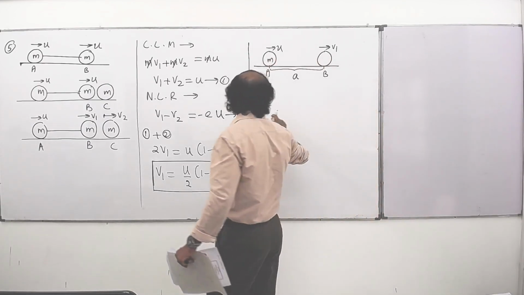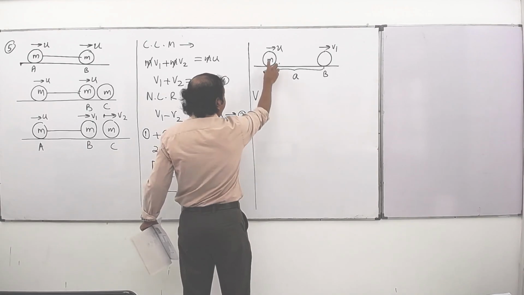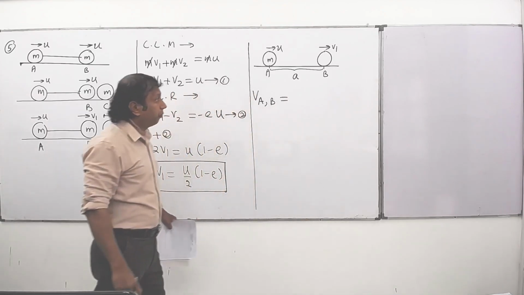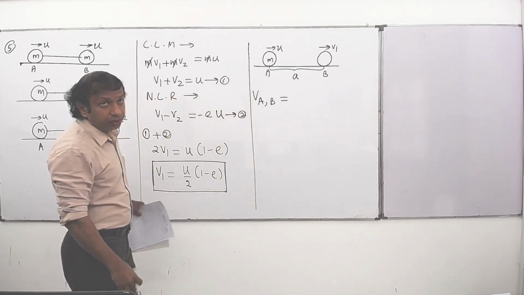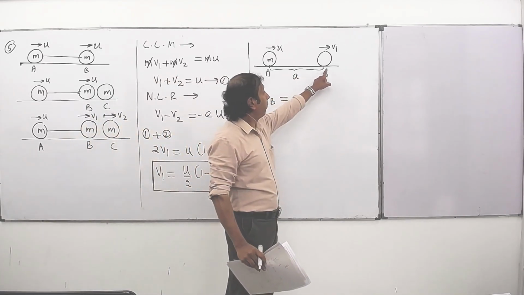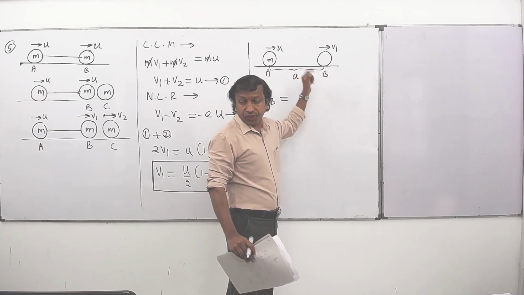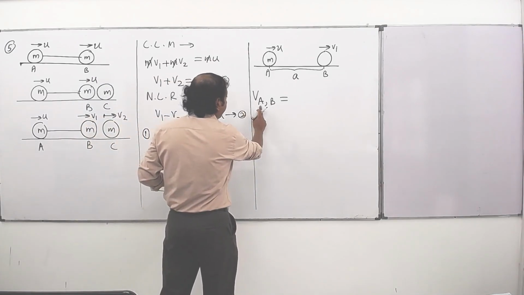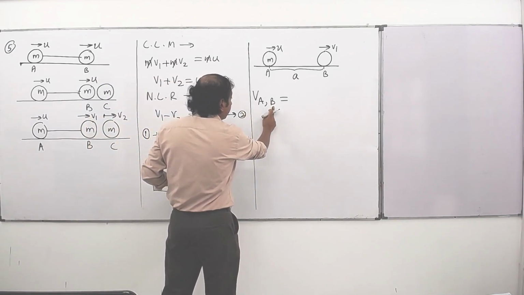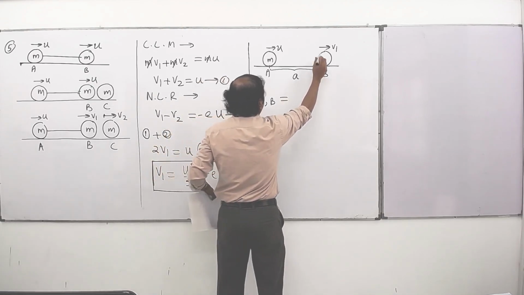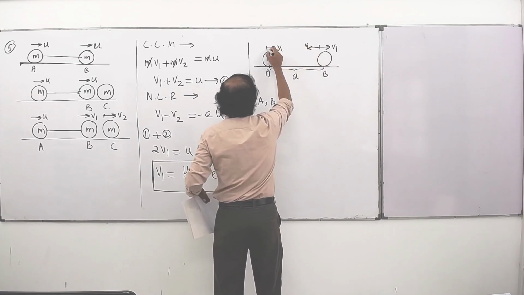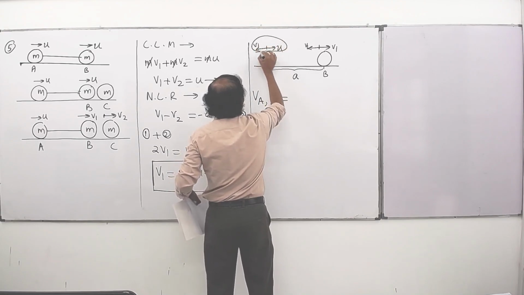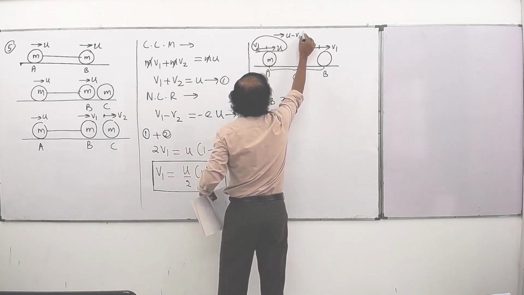Understood? Less than u. So we can consider v1 smaller than u. Right? So relative to B, the velocity of A. That means when you stop this B, what is the velocity of A? Understood? So you can write the velocity of A relative to B. We have to stop B. Apply V1 this way, the same V1 this way. Then this A will have velocity in the rightward direction, u minus V1.